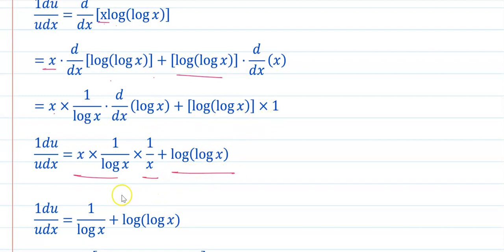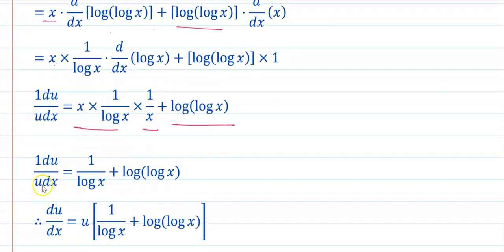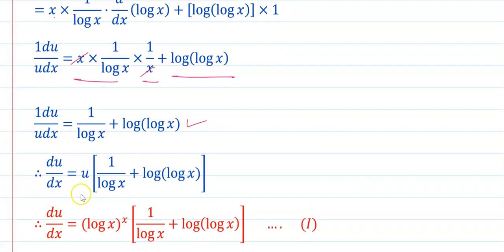Therefore, 1 upon u du by dx is equals to, okay, what you will get here: this x and x will cancel. Then here you will get 1 upon log x plus log of log x, in this way. And therefore, du by dx is equals to u into 1 upon log x plus log of log x.